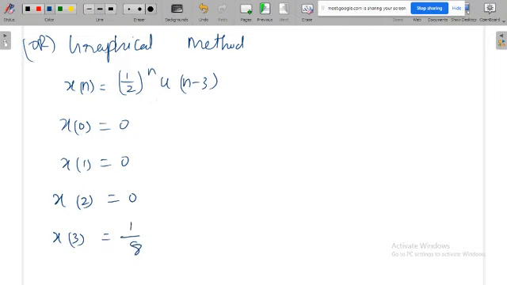What about x of 4? x of 4 will definitely be 1 by 16. x of 5 will be 1 by 32. So this is the original function. This function will have values from 3 towards infinity, all other values are 0. So we'll plot this.